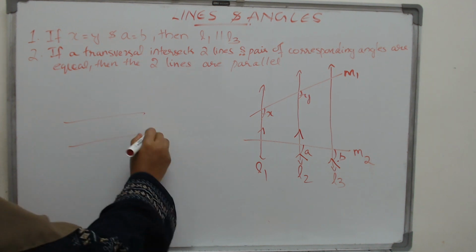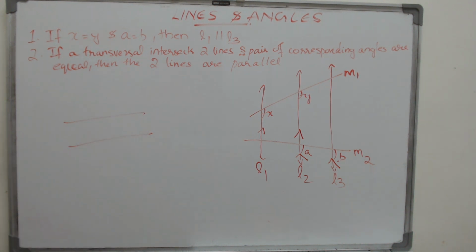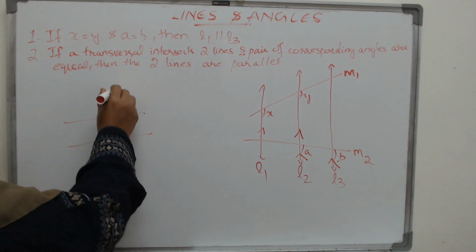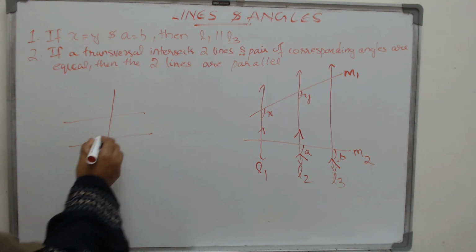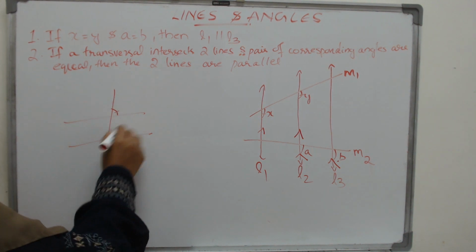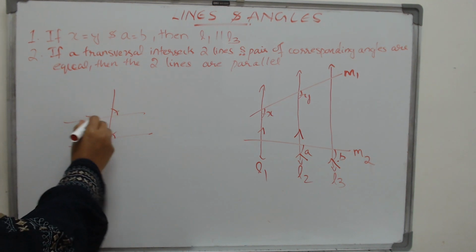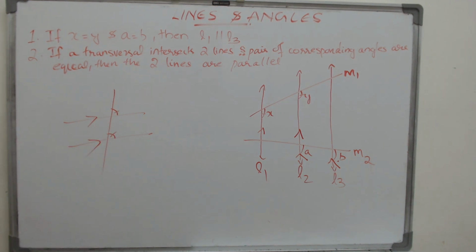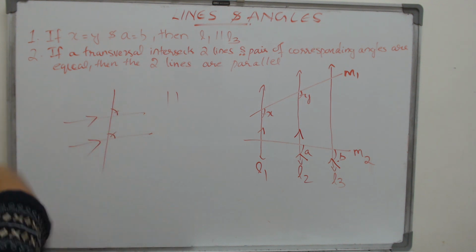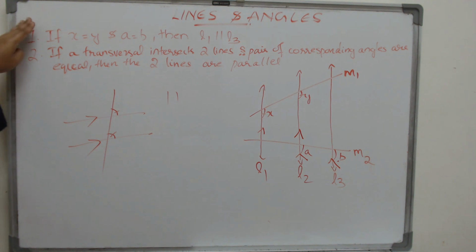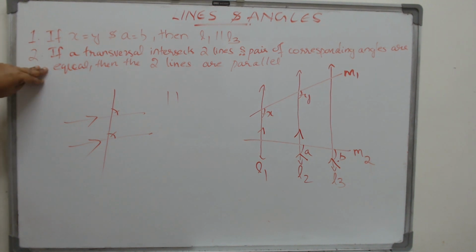Look at the second statement. You have two lines. You have no idea whether they are parallel or not. What you have is a third line intersecting them in such a way that the corresponding angles are equal. Then that means the two lines are parallel. That is exactly correct. Why? Because that is how you prove that two lines are parallel: take a third line and prove their corresponding angles are equal, or their alternate interior angles are equal. So both the statements are correct, and the second one is the reason for the first one to be true.